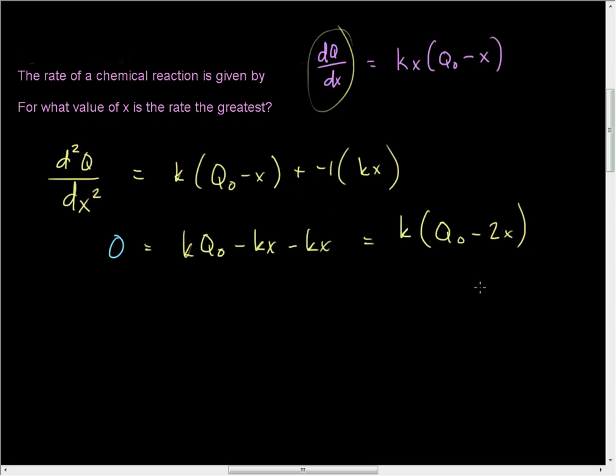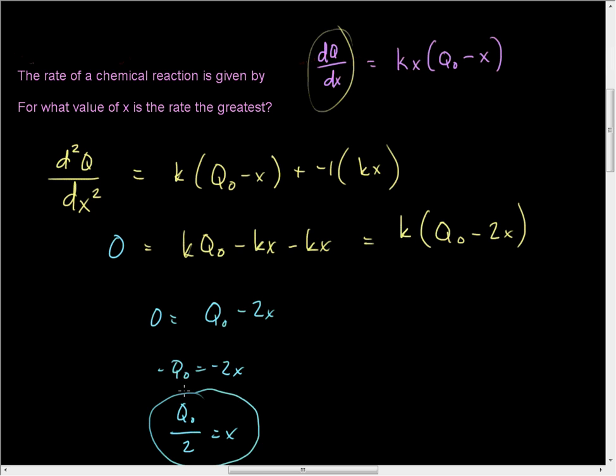It's the only possibility. So if we do this, then all we have to do is divide both sides by k, and so that leaves us with 0 is equal to q naught minus 2x. Subtracting q naught gives us negative q naught is equal to negative 2x. Dividing by negative 2 gives us q naught over 2 is equal to x. And so this is the value of x that will make the rate of that chemical reaction the greatest.